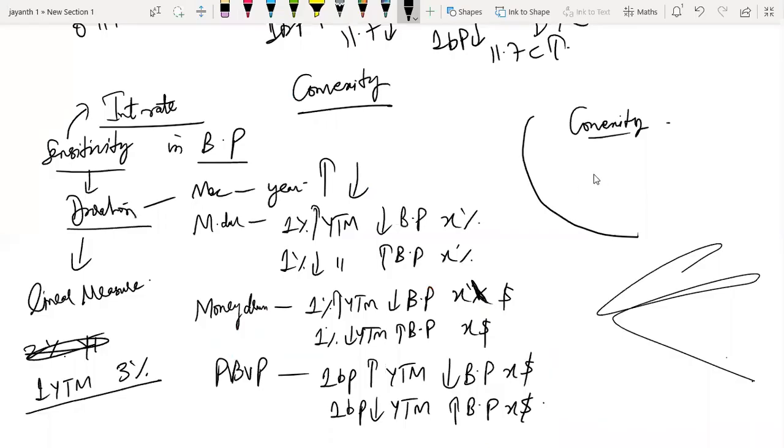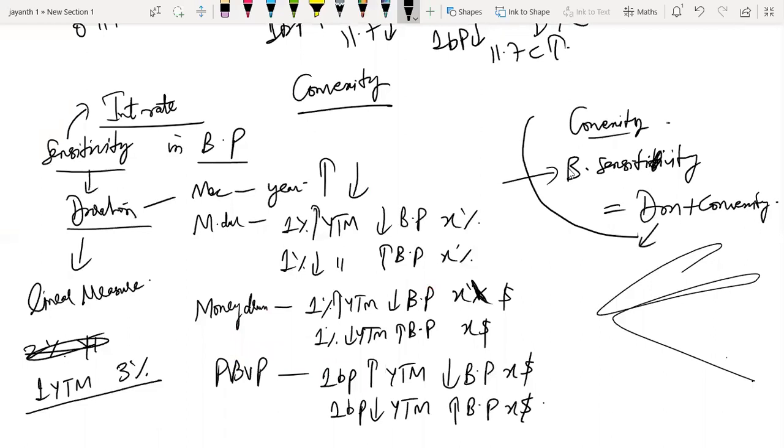So if I have to say bond sensitivity, if you want to measure, that is nothing but a combination of duration and convexity. Both of these have to be considered to study the bond sensitivity. Okay, and duration is a linear measure. That means it's a first derivative.